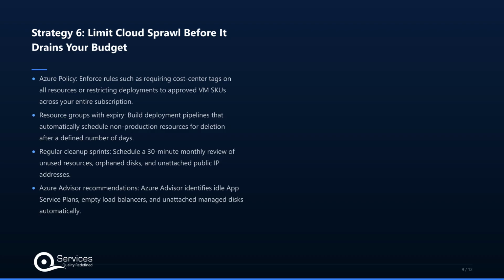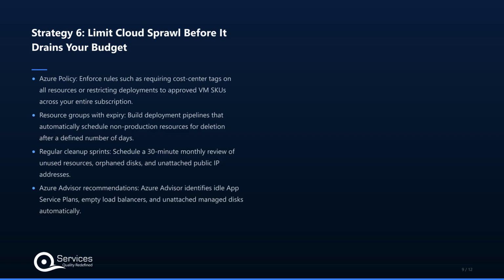Practical ways to limit cloud sprawl: Azure Policy. Enforce rules such as requiring cost center tags on all resources or restricting deployments to approved VM SKUs across your entire subscription. Resource groups with expiry. Build deployment pipelines that automatically schedule non-production resources for deletion after a defined number of days. Regular cleanup sprints. Schedule a 30-minute monthly review of unused resources, orphan disks, and unattached public IP addresses. Azure Advisor recommendations. Azure Advisor identifies idle app service plans, empty load balancers, and unattached managed disks automatically.